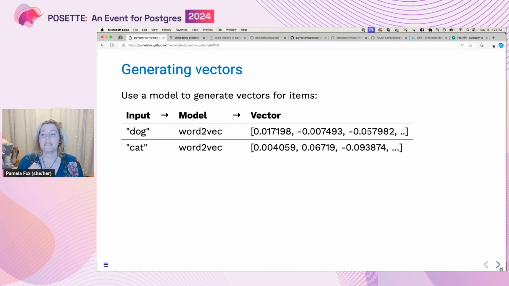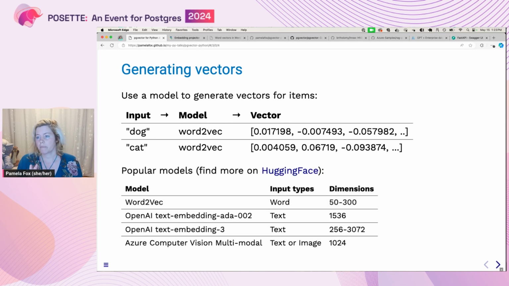Now, there are many models that you can use to generate embeddings. And what matters about the models is what kind of input can you give it? And then how big is the vector that comes out? And what are the characteristics of that vector? So for example, these are some of the most popular models. Word2Vec is a model that we've had for many years now, but it only takes a single word. And then the dimensions that come out can be anywhere between like 50 and 300.